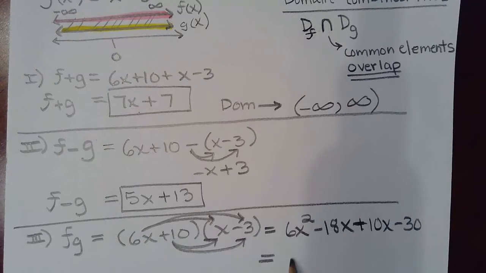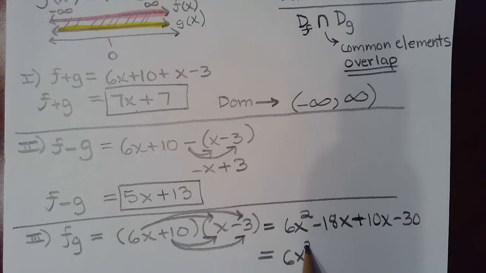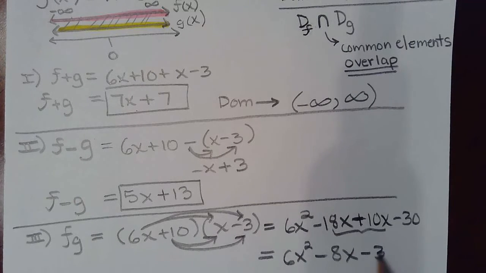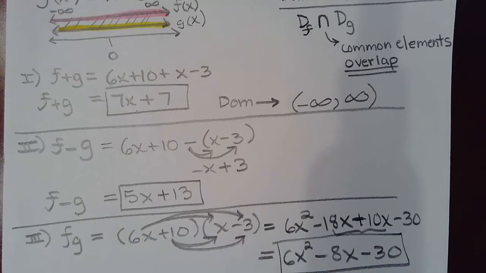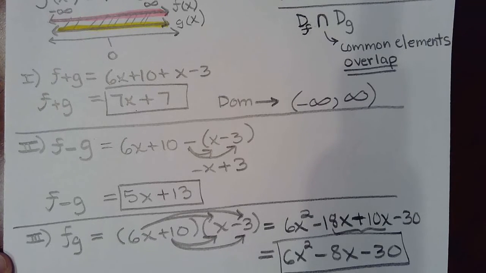Then combining like terms, we have a squared term. When we combine these two linear terms, we have negative 8x. And then bring down the negative 30 for our constant. And that represents the product. Okay, moving on, and again, the domain is not going to change. It's still negative infinity to infinity.